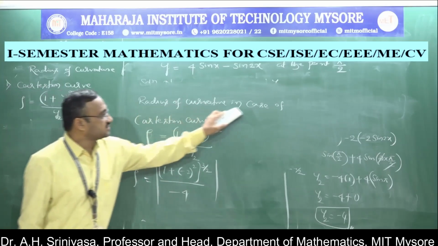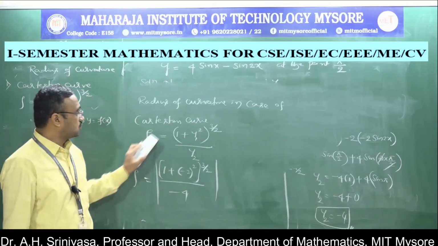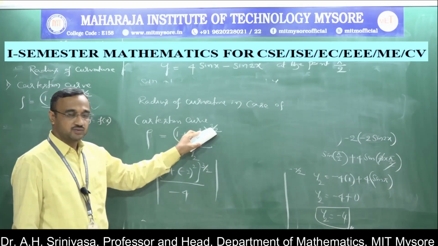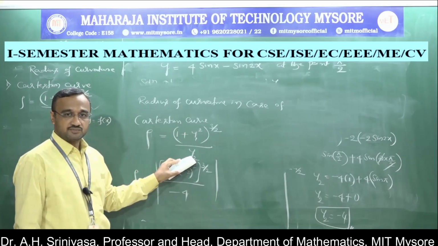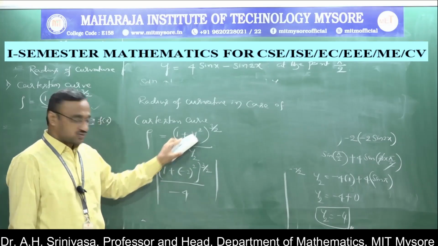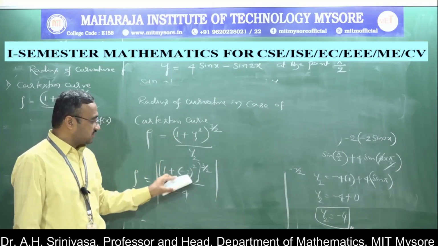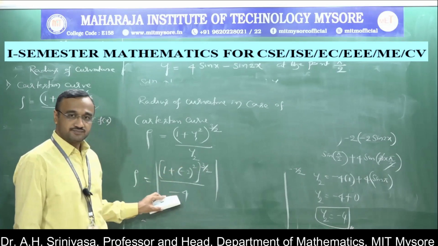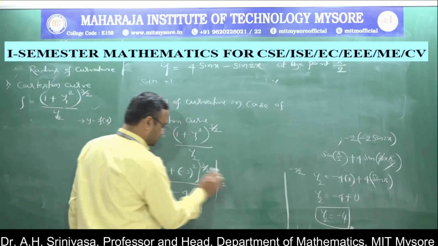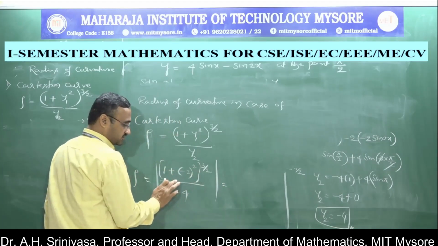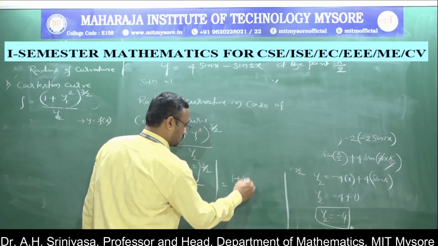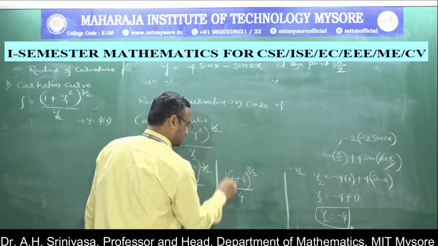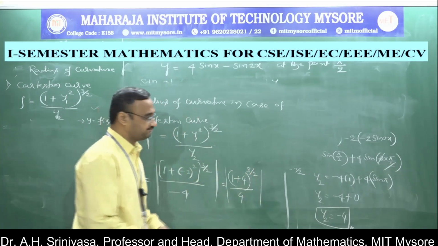The radius of curvature in case of a Cartesian curve, rho equal to 1 plus y1 square whole power 3 by 2, then divided by y2. Now substitute the respective values. 1 plus, what is your y1 value? It is minus 2 whole square, then whole power 3 by 2, then minus 4. We make a simplification of this. Whole square becomes a positive value. It is 1 plus 4 whole power 3 by 2 divided by 4. You should take the absolute value.